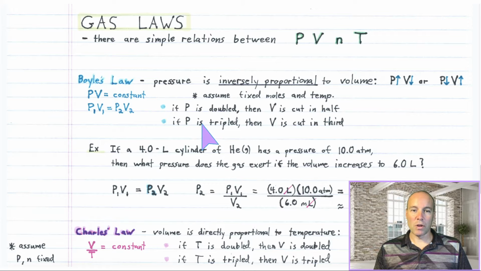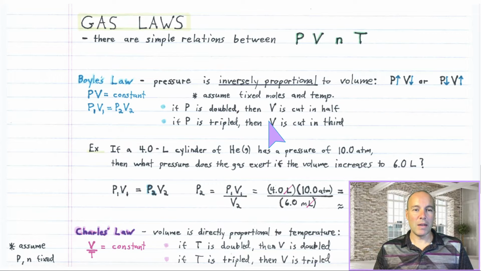And if the pressure of the gas is tripled, then the volume is cut to 1/3. So that's what inversely proportional means. You double this one, that one's now cut in half. You triple this one, that one's now cut to 1/3, and so on and so forth.